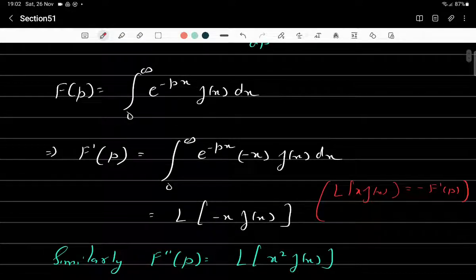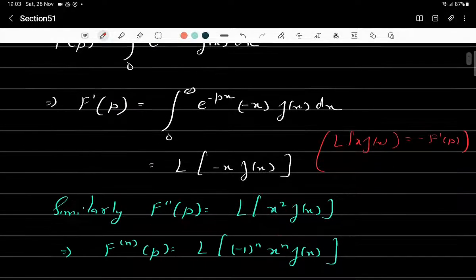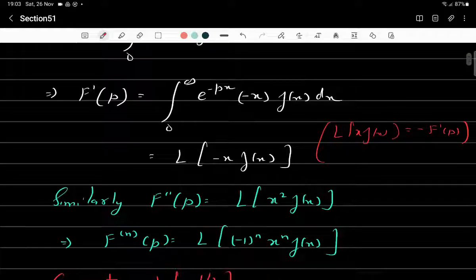So if I repeat the process, then f double dash p would be Laplace of x square f of x. And similarly, I can say that the nth derivative of f of p is Laplace of minus 1 raised to the power n x raised to the power n f of x.